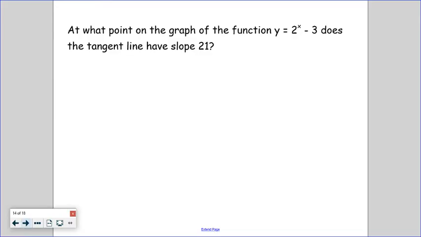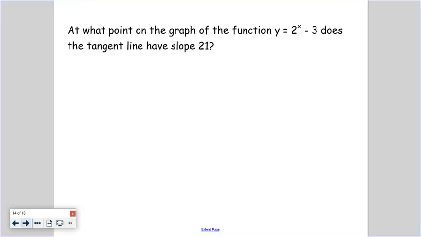Moving on. This one: at what point on the graph of the function y equals 2 to the x minus 3 does the tangent line have a slope of 21? So a couple things I want you to get out of, again, the question itself. Always pay attention to what kind of answer I am supposed to be giving. Well, the very first couple words tell us that. At what point? So to answer that, I would answer a point, right? I would answer some x comma y.